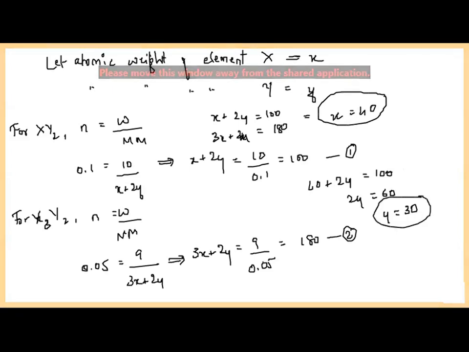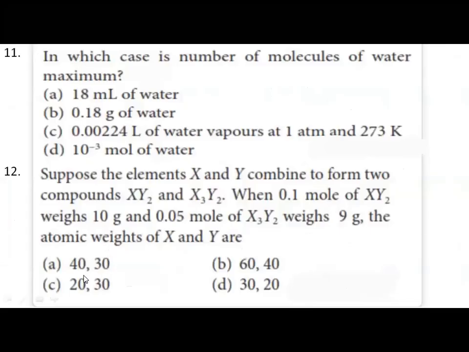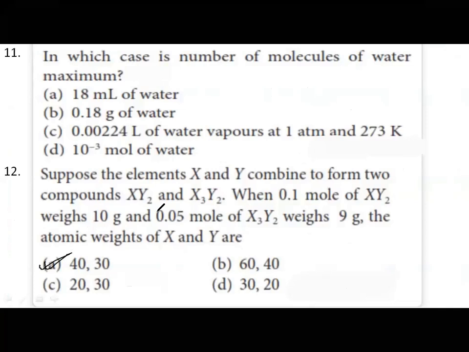So let us see which option comes out here. 40 and 30. So the correct option is option A. What I did, I found out the number of moles of X, the number of moles of Y. I took the formula and found out the equations for both of them. And then when you solve equations 1 and 2, you will get X. Using that X, you will find Y.